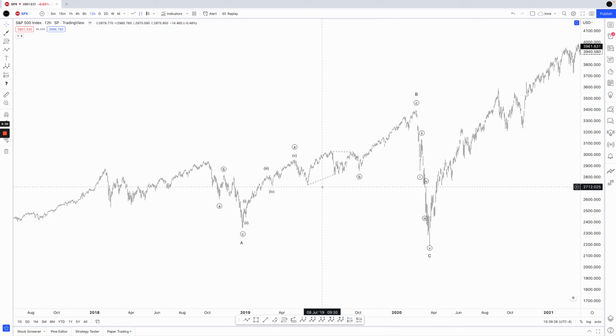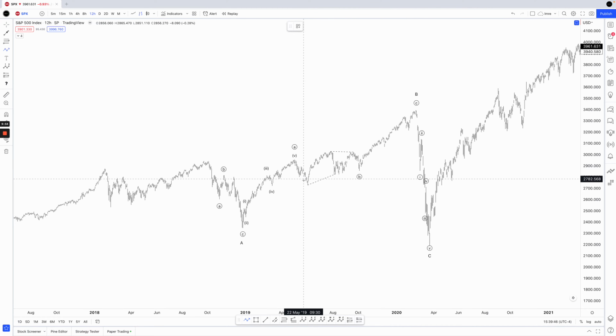Now, does that mean we'll never get a situation where wave 2 is a shallow correction? No, it does happen, but they are called exceptions for a reason. So in my head, I remember this very clearly. I was wondering, all right, what is going to come next? Are we going to get a double zigzag? Is it going to be a flat scenario for wave 2?